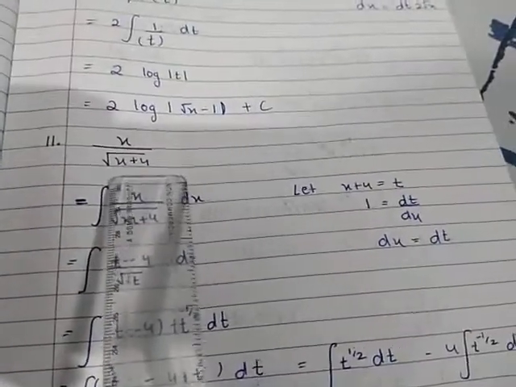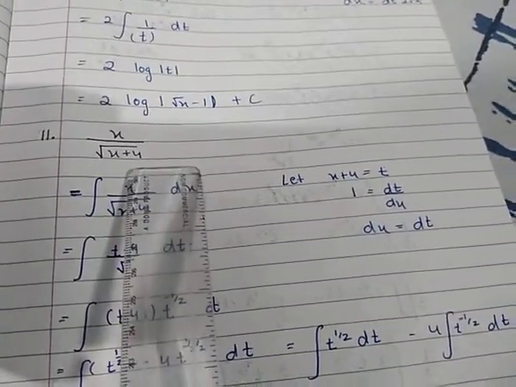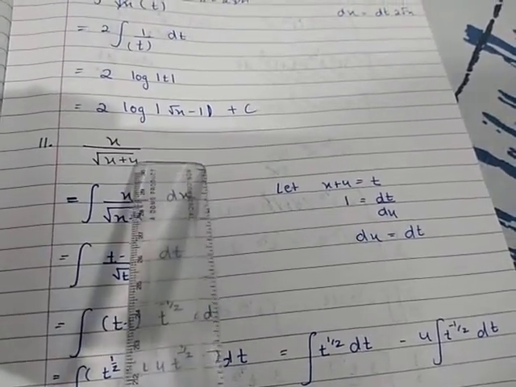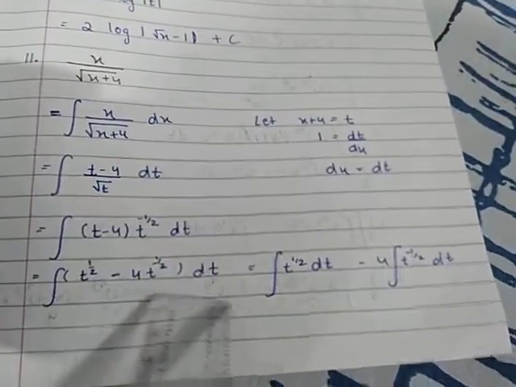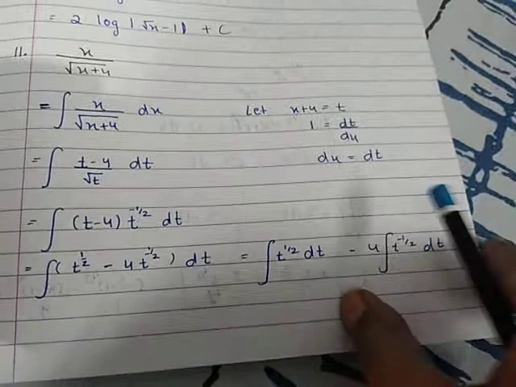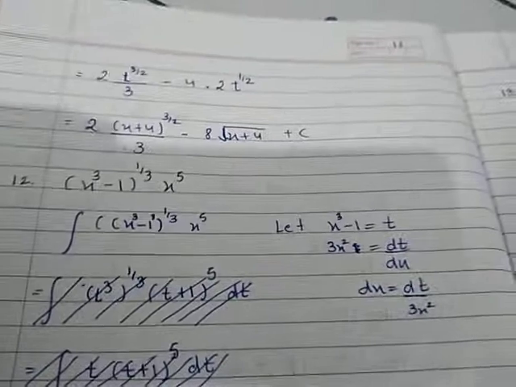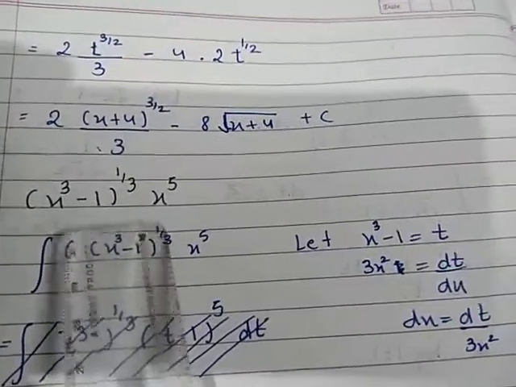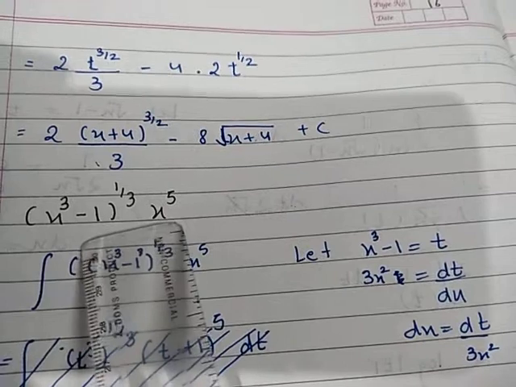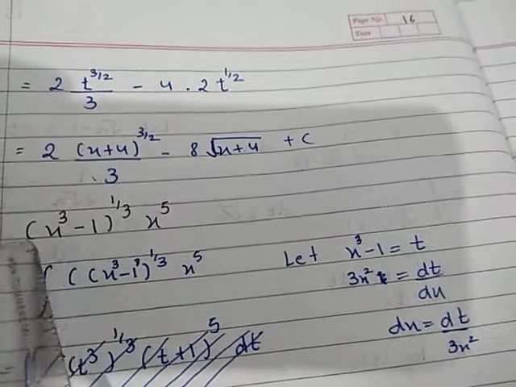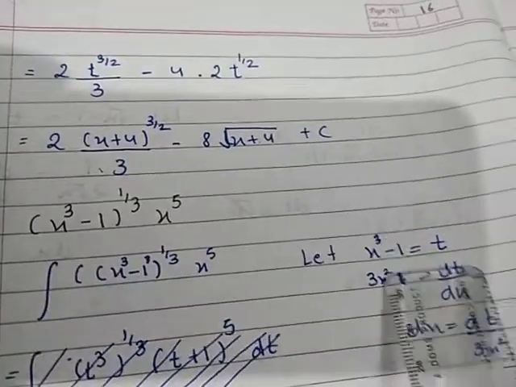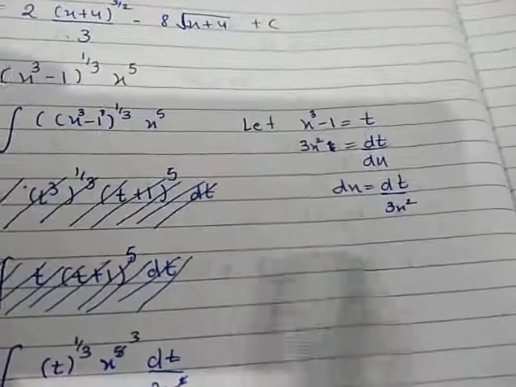Same question number 11. x upon root x plus 4. Under root x plus 4 is there. Then put x plus 4 is equal to t. Replace the whole question by t and then do integration. Question number 12. x cube minus 1 whole to the power 1 by 3 into x to the power 5. Fractional power is there. Therefore, x cube minus 1 is replaced by t. dx is dt upon 3x square. Put the value here.